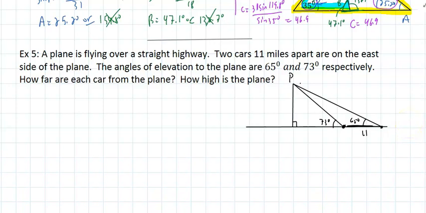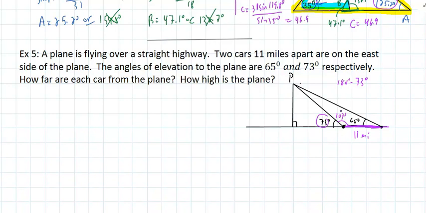Alright, how am I going to do this? This is what I know. I know that this is 11 miles. Well, if this is 73 degrees, can't I figure out what this is? Isn't that a straight line? Wouldn't that be 180 minus 73 degrees? Right? That's 107 degrees.